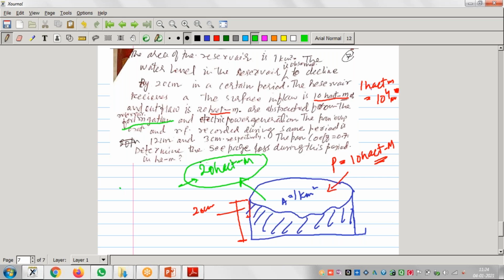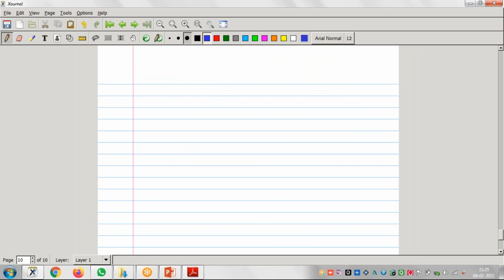The pan evaporation is 12 centimeter, and the rainfall, that is P, is recorded as 3 centimeter. The pan coefficient is also given, that Cp is given as 0.7. Determine the lake loss during this period in hectare meter. So what we will do first, we will write the given data, right?